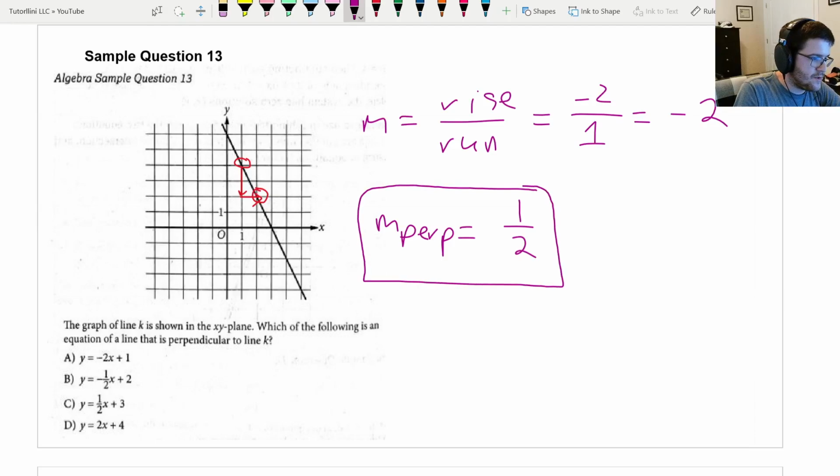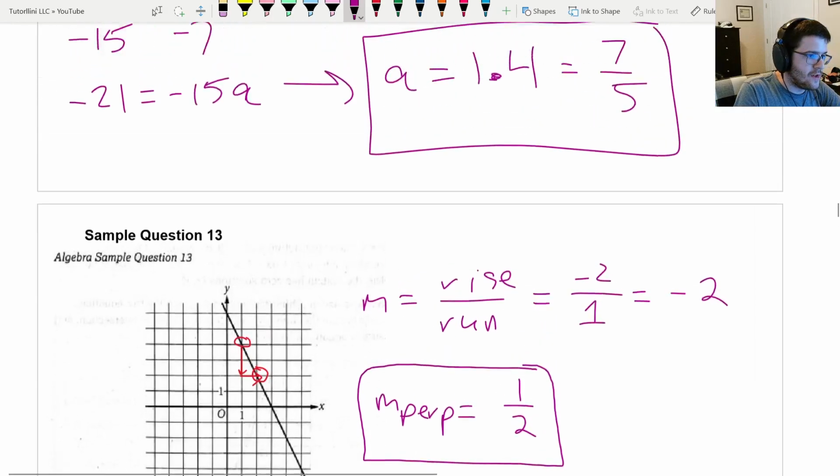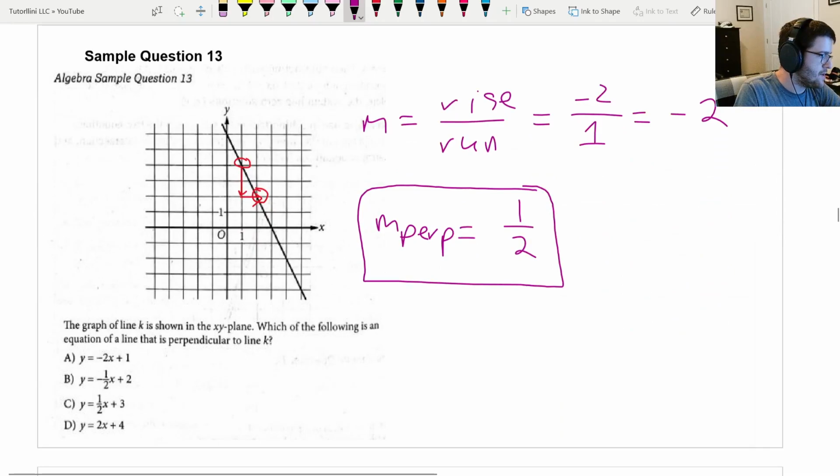And it seems the only one with a perpendicular slope, 1/2, is C. So I believe C has to be the answer. I don't even need to check anything else, just the slope.